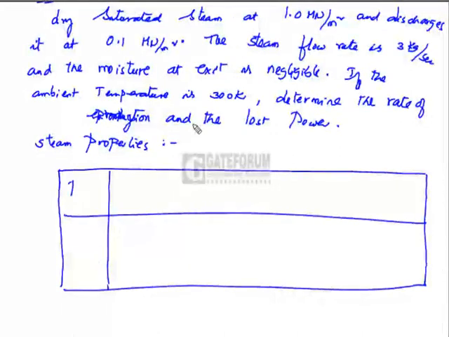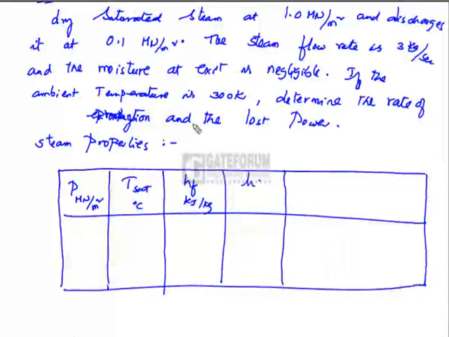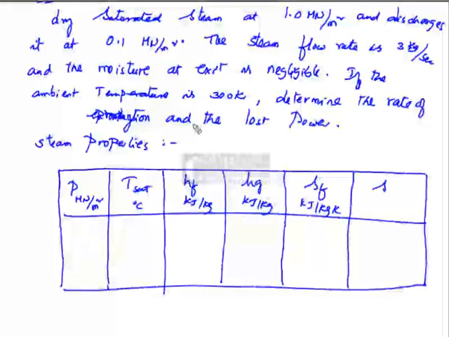Pressure, that is the saturation pressure of steam. First column is meganewton per meter square. The respective saturation temperature of steam in degree centigrade, saturated liquid enthalpy of water in kilojoule per kg, that is HF, dry saturated steam enthalpy, that is Hg, in kilojoule per kg, the saturated liquid entropy SF in kilojoule per kg Kelvin, and the dry saturated vapor entropy Sg in kilojoule per kg Kelvin in the last column.